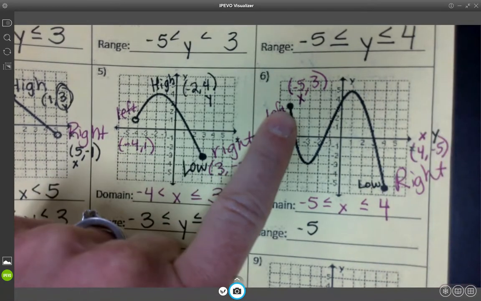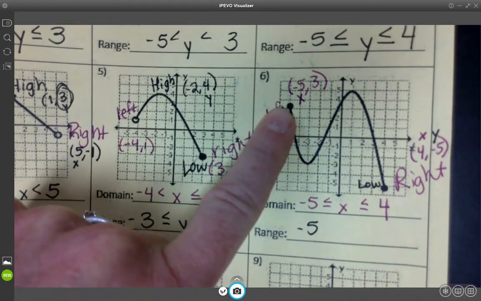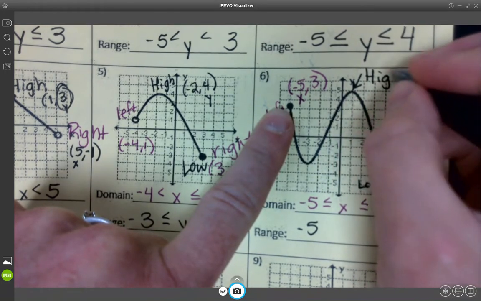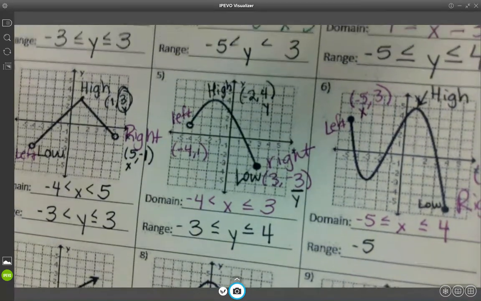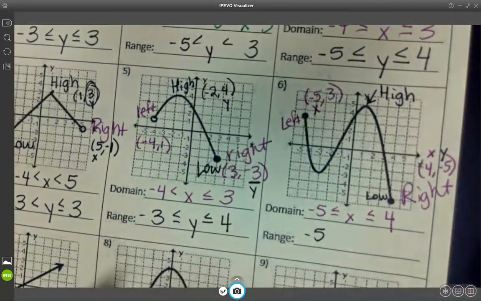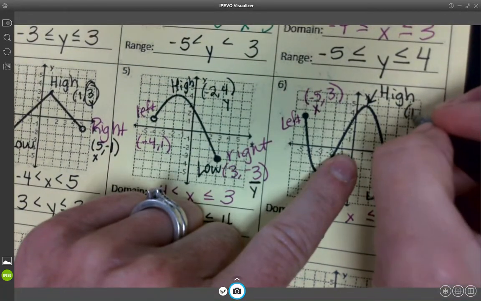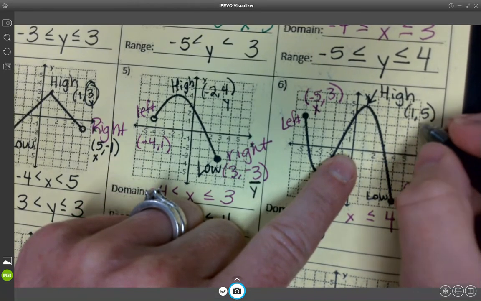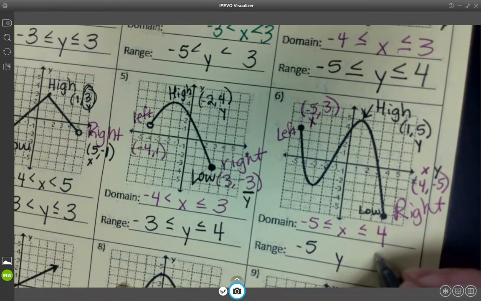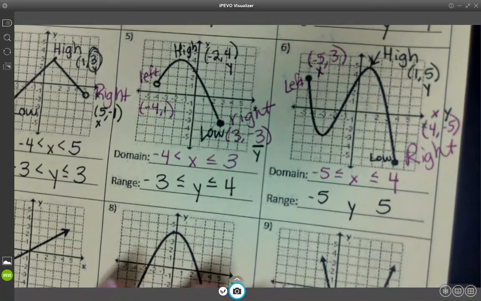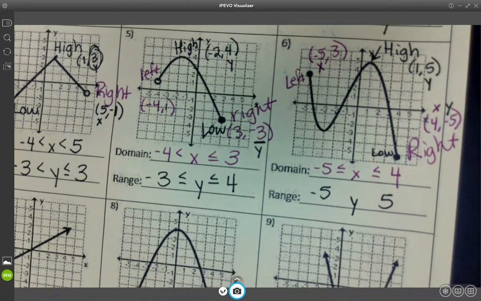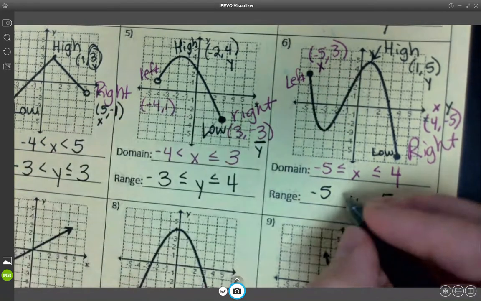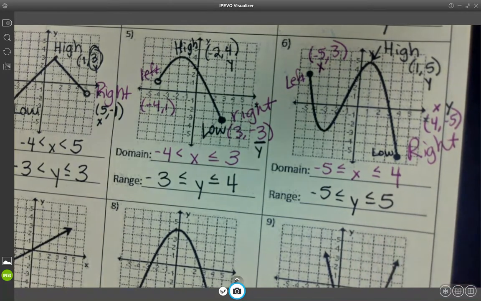Our highest point is not here. A lot of people want to say that's our highest point, but it's not. It's right here. That is the highest value that we have on this grid. So then that would be at 1, 5. And remember, we're looking at only y values, so it's going to be +5. And these are closed circles, or it touches it, so that means it's a less than or equal to. So double check your symbols.